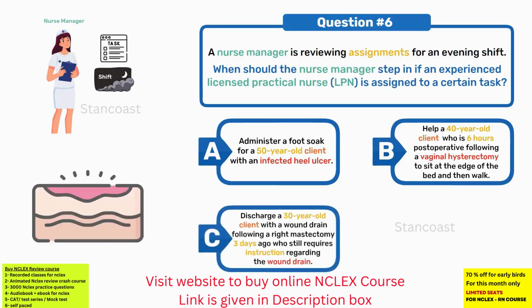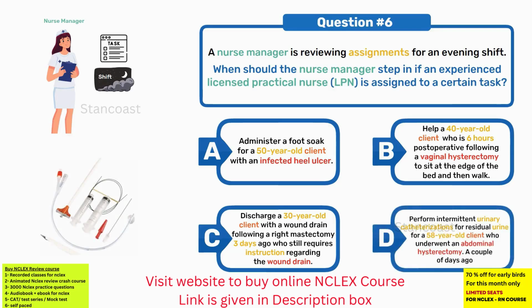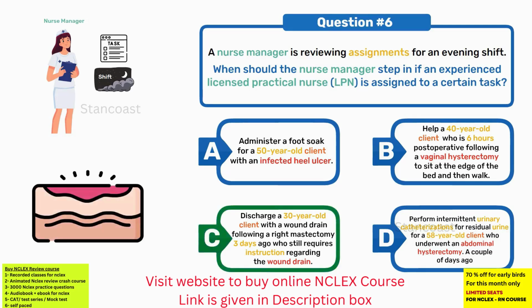C. Discharge a 30-year-old client with a wound drain following a right mastectomy 3 days ago who still requires instruction regarding the wound drain. D. Perform intermittent urinary catheterizations for residual urine for a 58-year-old client who underwent an abdominal hysterectomy a couple days ago. The answer is C. Discharge a 30-year-old client with a wound drain following a right mastectomy 3 days ago who still requires instruction regarding the wound drain.